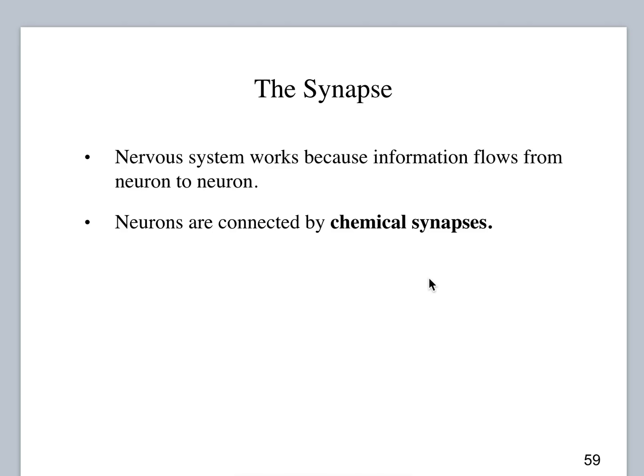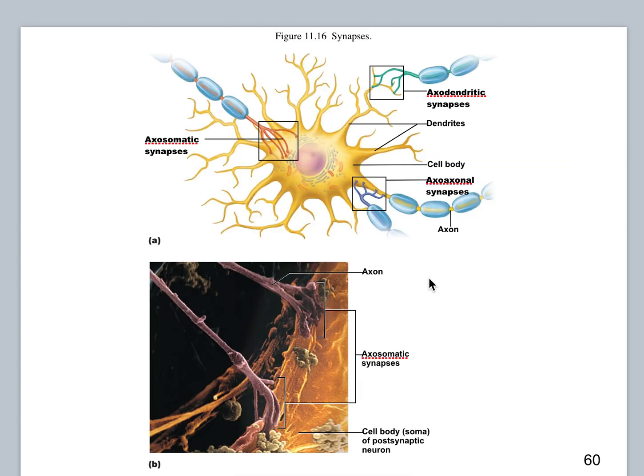The synapse is at the end of the neuron. The neuron has to connect to other neurons to pass information on to other neurons. This is accomplished by a chemical synapse. Here you have a picture of a nerve with its axon terminating on another nerve. So this will be the synapse. The synapse is basically the connection between one nerve and another nerve.